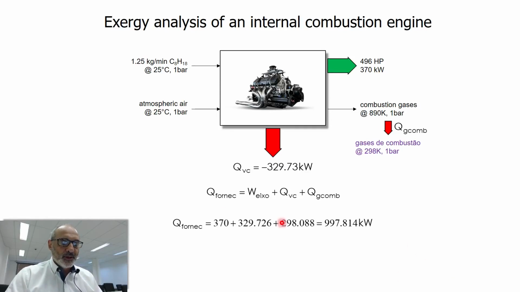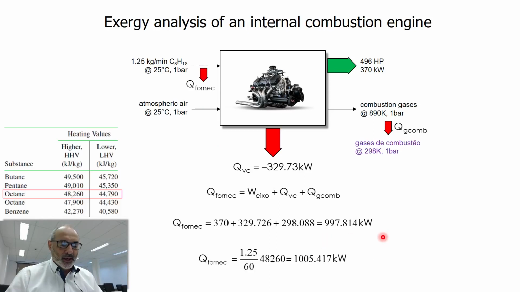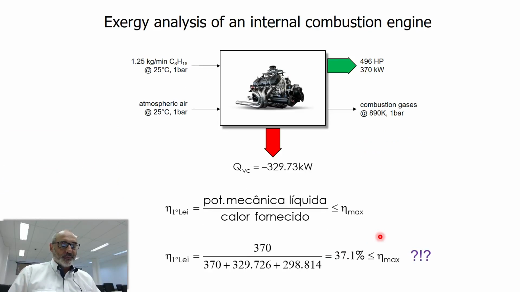So when I do the calculations, I get this number. The supplied heat, the heat associated with fuel injection, is this number here, 997 kilowatts. If we assess this through its higher heating value, I have this charted data, I get a slightly different number, but this is okay because there are different ways of assessing this number here. So this is not a problem actually.